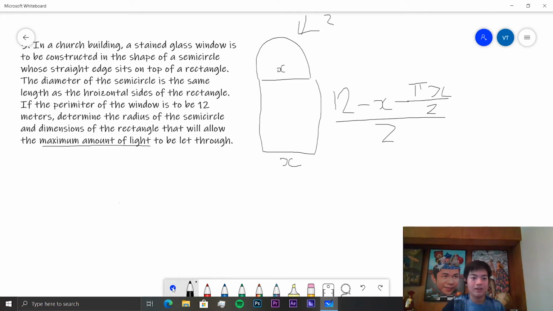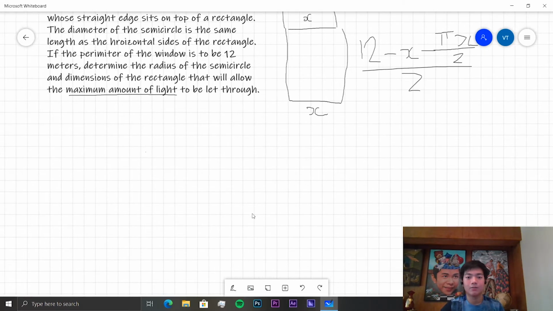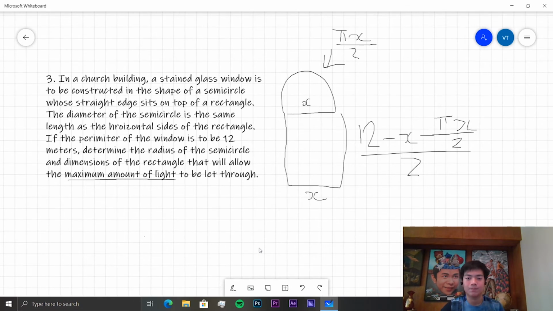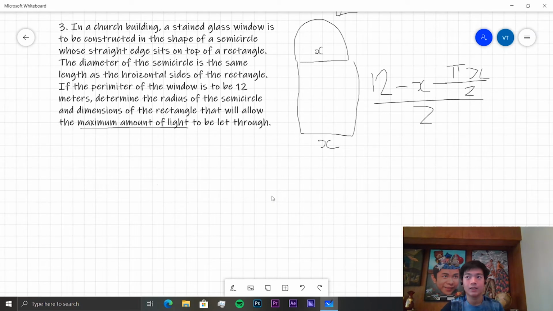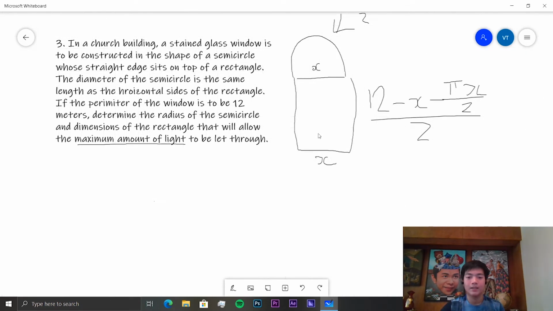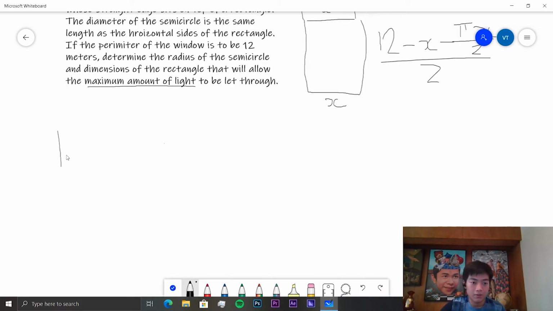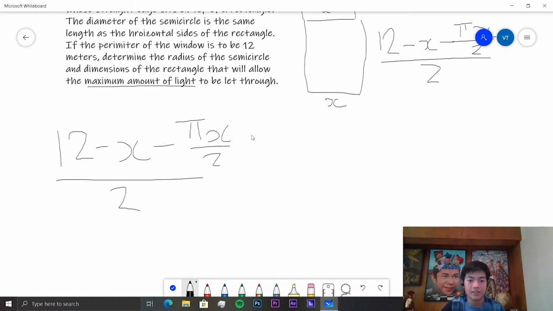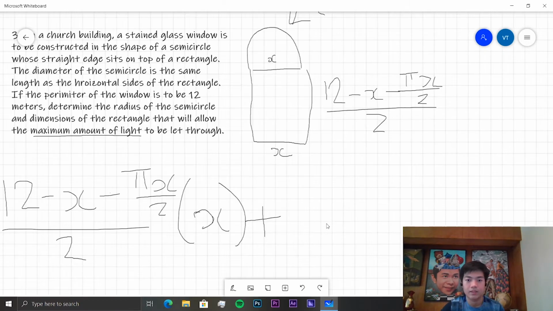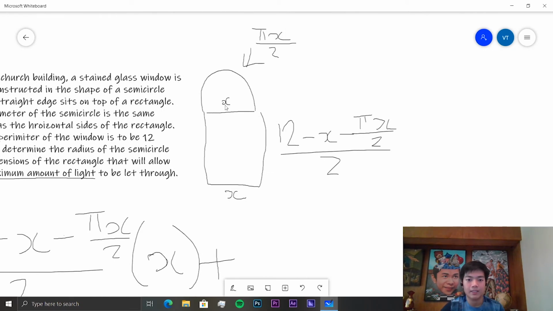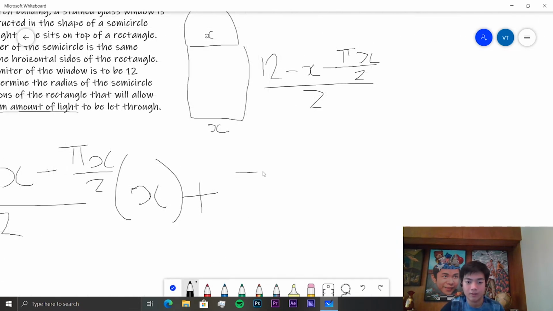So now we know all of that. We need to maximize the amount of light being let through, and so we need to get the maximum of this function. So in order to get that, let's calculate the areas of both. So we have 12 minus x minus pi x over 2, all over 2, times x, plus pi x over 2 squared.